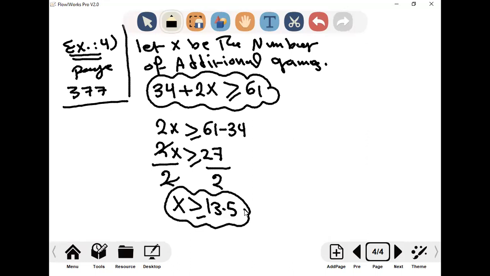He needs to play 13 and a half games to make 61 or more, to be the record, right? Do you understand that? And you can graph it. This is 13.5, closed circle, and to the right. If he plays 14 or 15 or 16 games, he will score more. He will beat the record, right? So this is example 4. Let's see the check after example 4.